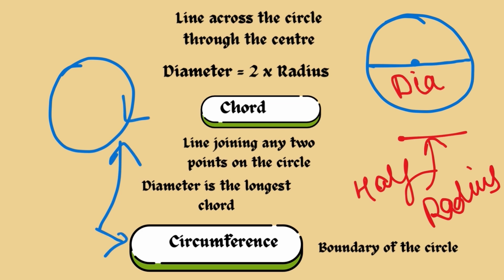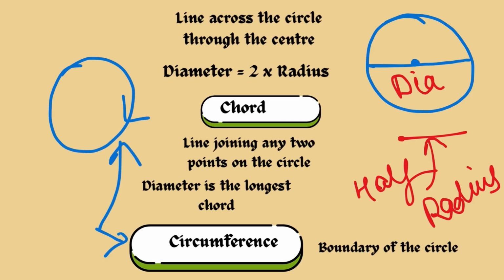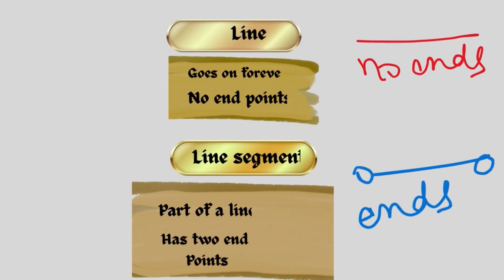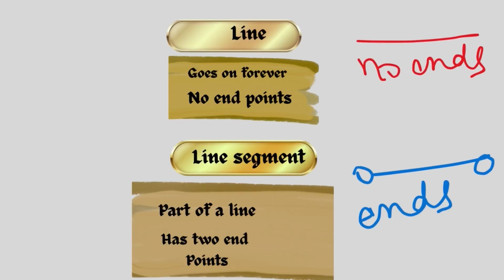Okay. Then what is a chord? A chord is a line joining any 2 points on the circle. So that way, the diameter is the longest chord. And what is a circumference? Circumference is the boundary of the circle, right?